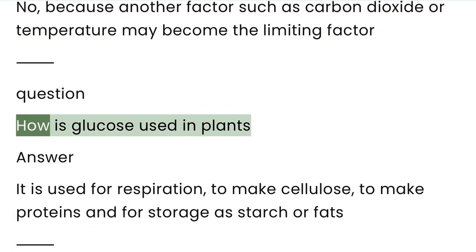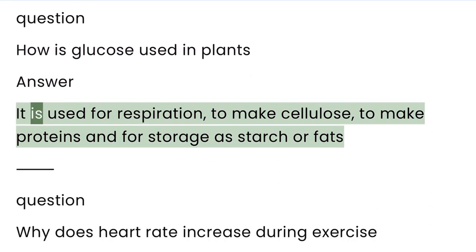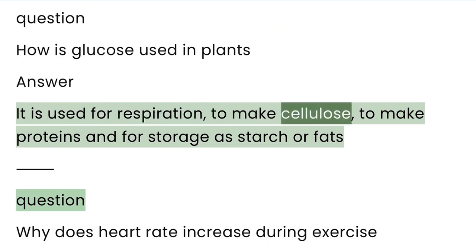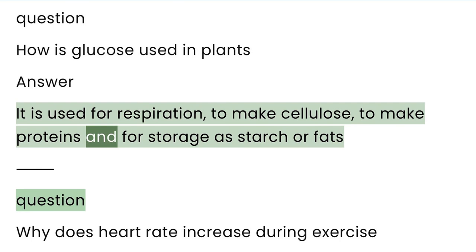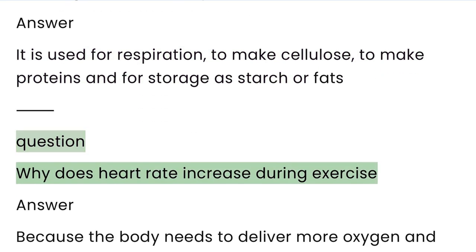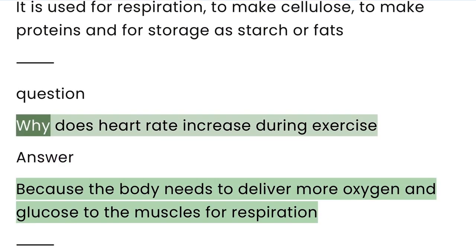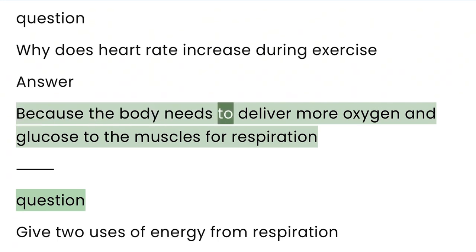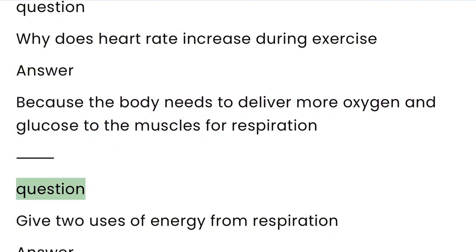Question: how is glucose used in plants? It is used for respiration, to make cellulose, to make proteins, and for storage as starch or fats. Question: why does heart rate increase during exercise? Because the body needs to deliver more oxygen and glucose to the muscles for respiration.